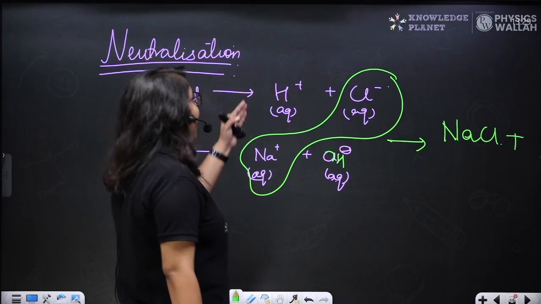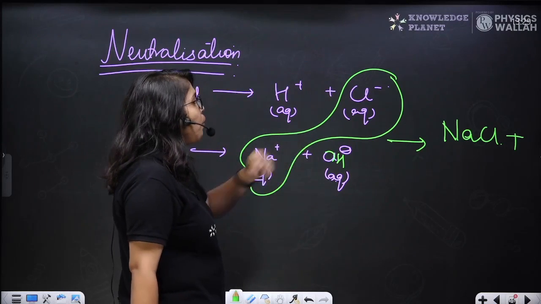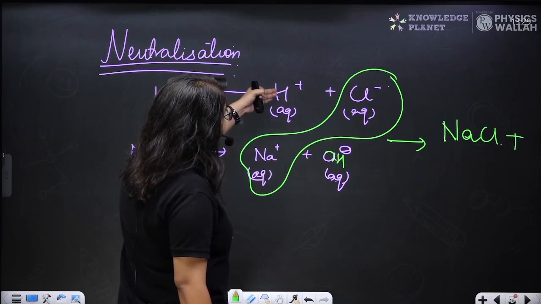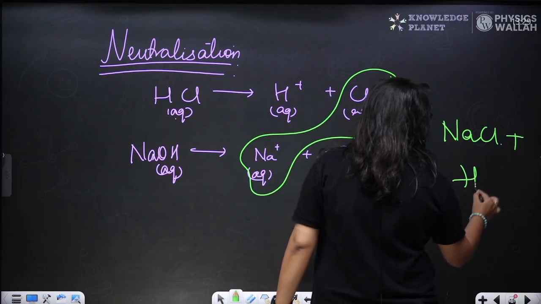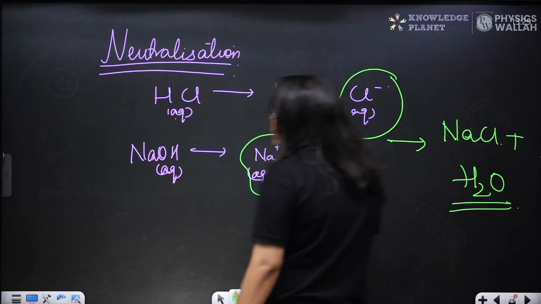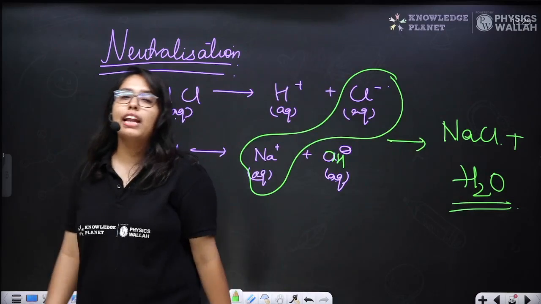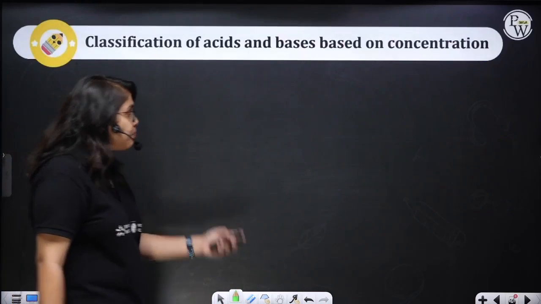The acidic character of an acid is because of the H plus ions, and the basic character of a base is because of its OH minus ion. So when this H plus and this OH minus ions come together, what we get is water. Thereby, this reaction is known as neutralization reaction. I hope it's clear till here.